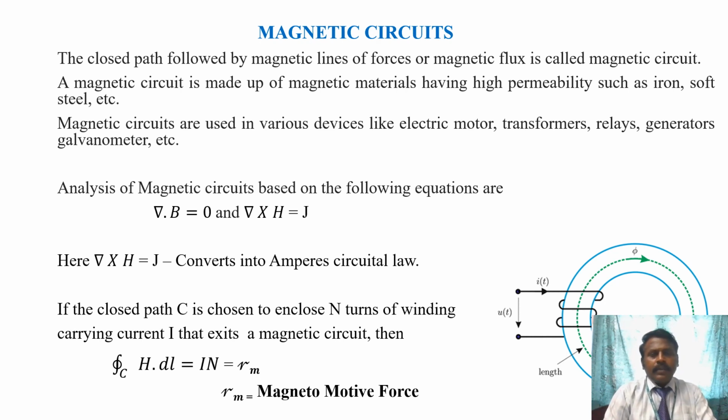The analysis of the magnetic circuit is based on the following equations. Already we have seen the basic postulates of the magnetic field: del cross H equal to J and del dot B equal to 0. This is represented in terms of Ampere's circuital law: integral H dot dl is equal to I into N, where I is the current flowing through the N number of coils. It is equal to F_M, that is called the magnetomotive force.